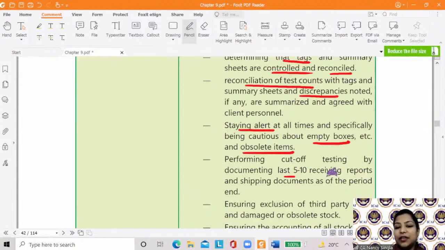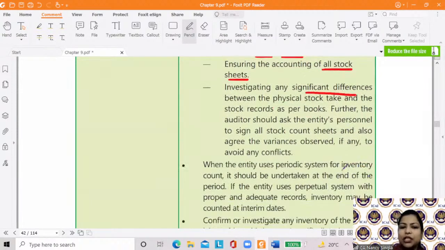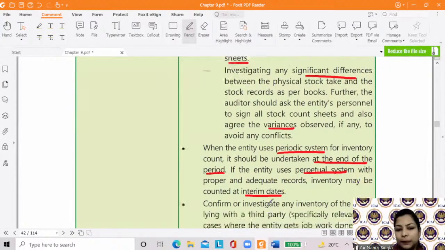लास्ट 5-10 रिसीविंग रिपोर्ट शिपिंग डॉक्यूमेंट्स देख लो ना, यू विल बी एबल टू वेरीफाई द कट ऑफ. ठीक है? कि जो भी इन्वेंट्री आया है वो इसी साल में आना चाहिए था ना. थर्ड पार्टी के साथ है तो एक्सक्लूड कर दो. ऑब्सोलीट है, डैमेज्ड है, वो नहीं आना चाहिए. ठीक है? ऑल स्टॉक शीट्स इट शुड बी कंसीडर्ड इन द इन्वेंट्री. एंड कुछ सिग्निफिकेंट डिफरेंसेस हैं, मैनेजमेंट से वेरिएंसेस के लिए पूछ लो. पीरियोडिक है तो एट द एंड ऑफ द पीरियड करोगे. परपेचुअल इज व्हाट कॉन्टिन्यूअस. आई गिव यू एग्जांपल ऑफ ग्रोसरी, तो फिर इंटरिम डेट्स पे कर सकते हो ना.